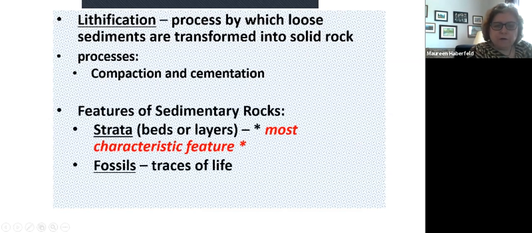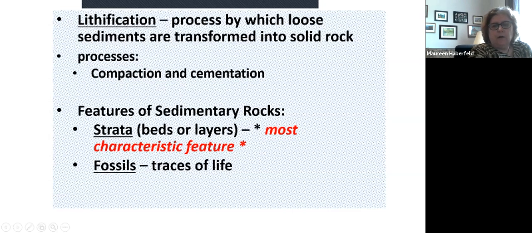Some common features of sedimentary rocks include strata. That's that the rocks are in beds or layers. And if you think of the Grand Canyon, most people can picture that in your mind with the layers of rocks. Those are strata. They also tend to have fossils.